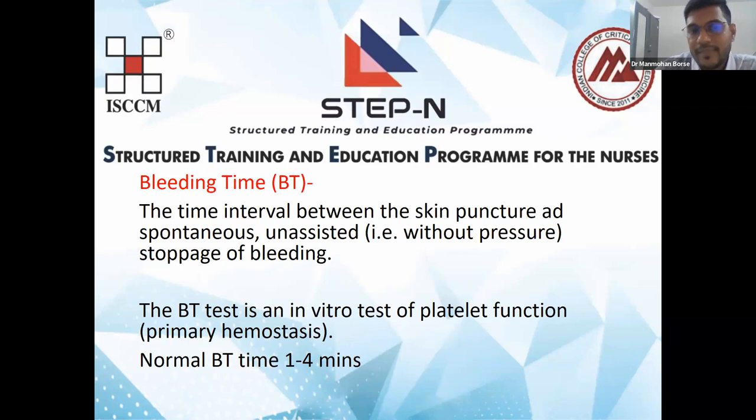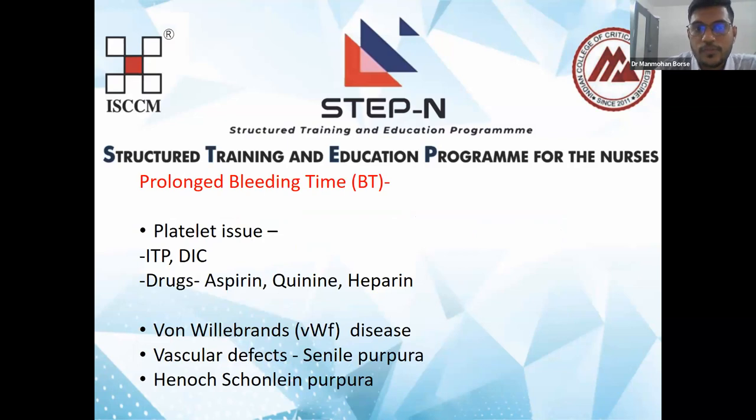So bleeding time, you can get it done immediately. If you are waiting for the CBC, you don't have platelet count, bleeding time can help you to assess the platelet function. Okay. So prolonged bleeding time, where do we see it? We see it in platelet problems like ITP, DIC, drugs which can affect the platelet like aspirin, quinine, heparin. Heparin can cause heparin-induced thrombocytopenia. The other diseases like von Willebrand disease and vascular defects like Senile purpura and HSP.